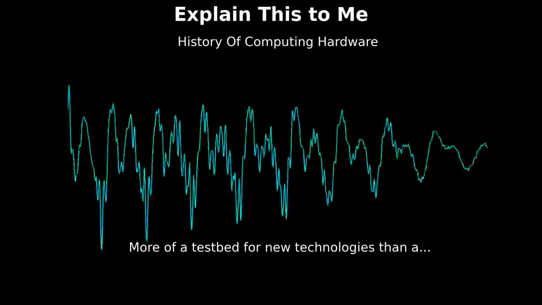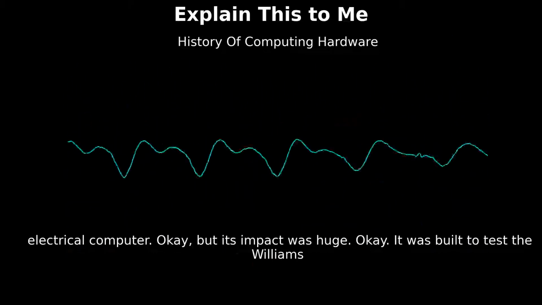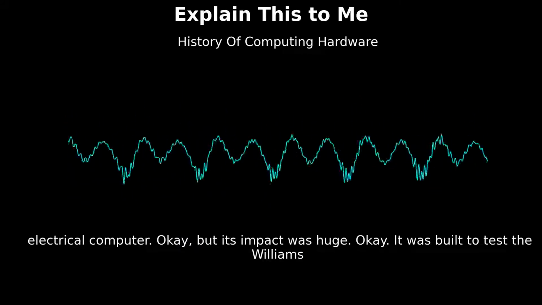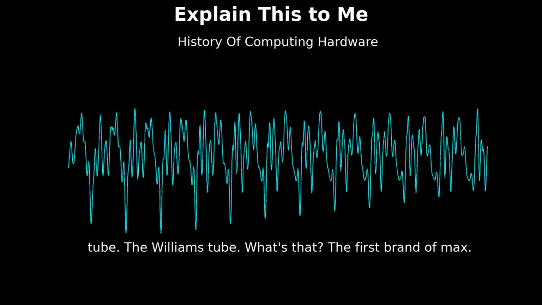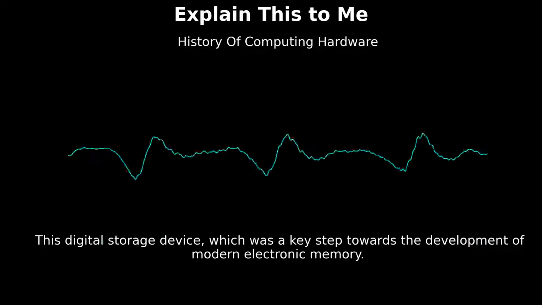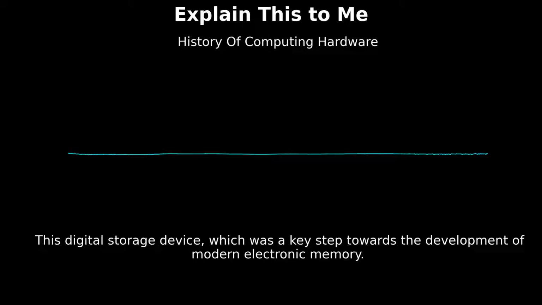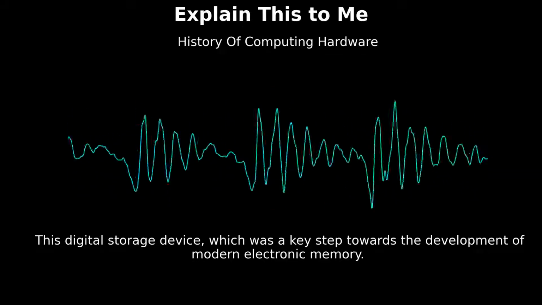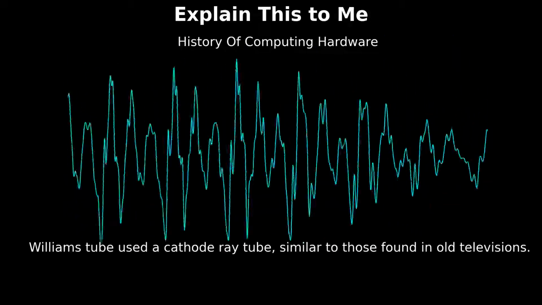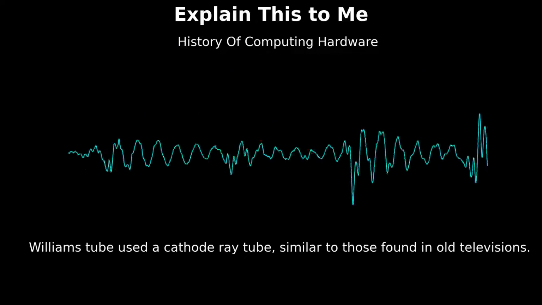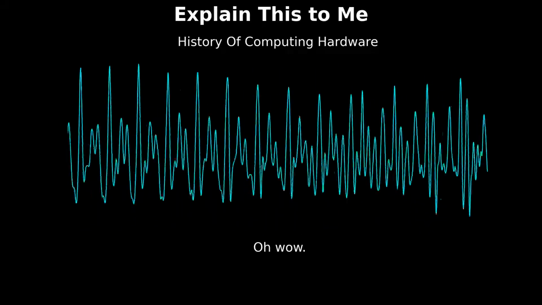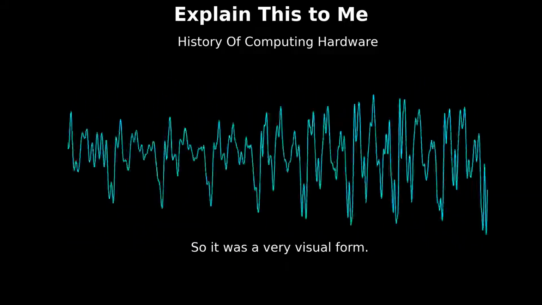It was built to test the Williams tube. What's that? The first random access digital storage device, which was a key step towards the development of modern electronic memory. So this is how they were storing information. This is how they were storing information. The Williams tube used a cathode ray tube, similar to those found in old televisions, to store binary data. So it was a very visual form of memory. In a way, yes. That's fascinating. It was a crucial step towards the memory systems we use today.